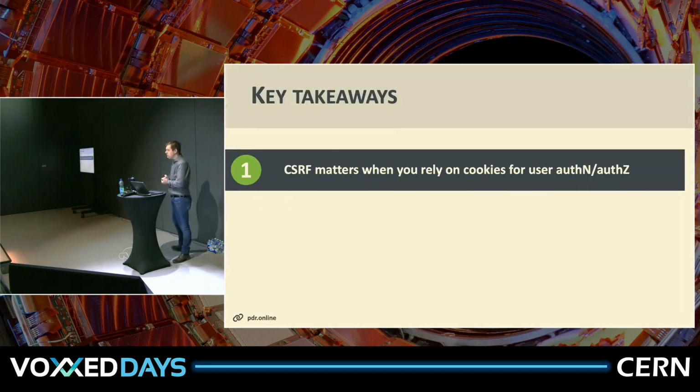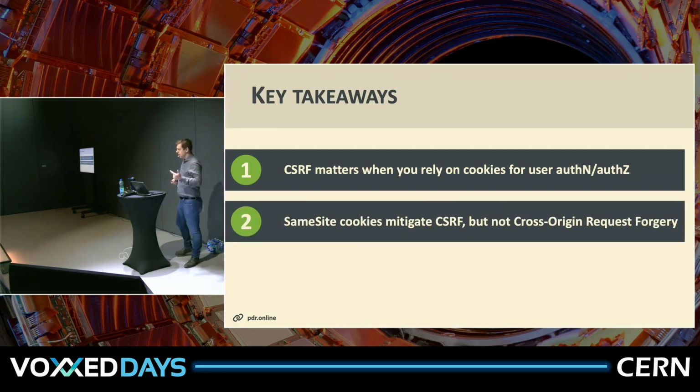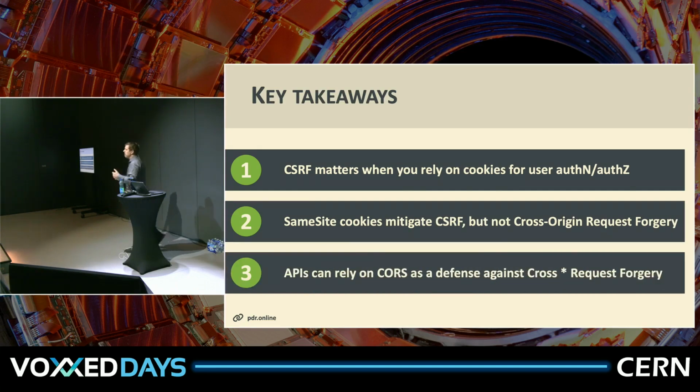But seriously, key takeaways. Final slide here. CSRF matters when you rely on cookies to propagate authentication state, when cookies are the transport mechanism. If you're using a custom header with a token in the authorization header, then CSRF is not a problem. You can forget about that, but cookies are more common than you might think, so keep that in mind. SameSite cookies mitigate CSRF, but not cross-origin request forgery. And for the final part, at least for APIs, you need CORS to protect against cross-origin request forgery. That will basically solve that problem once and for all.